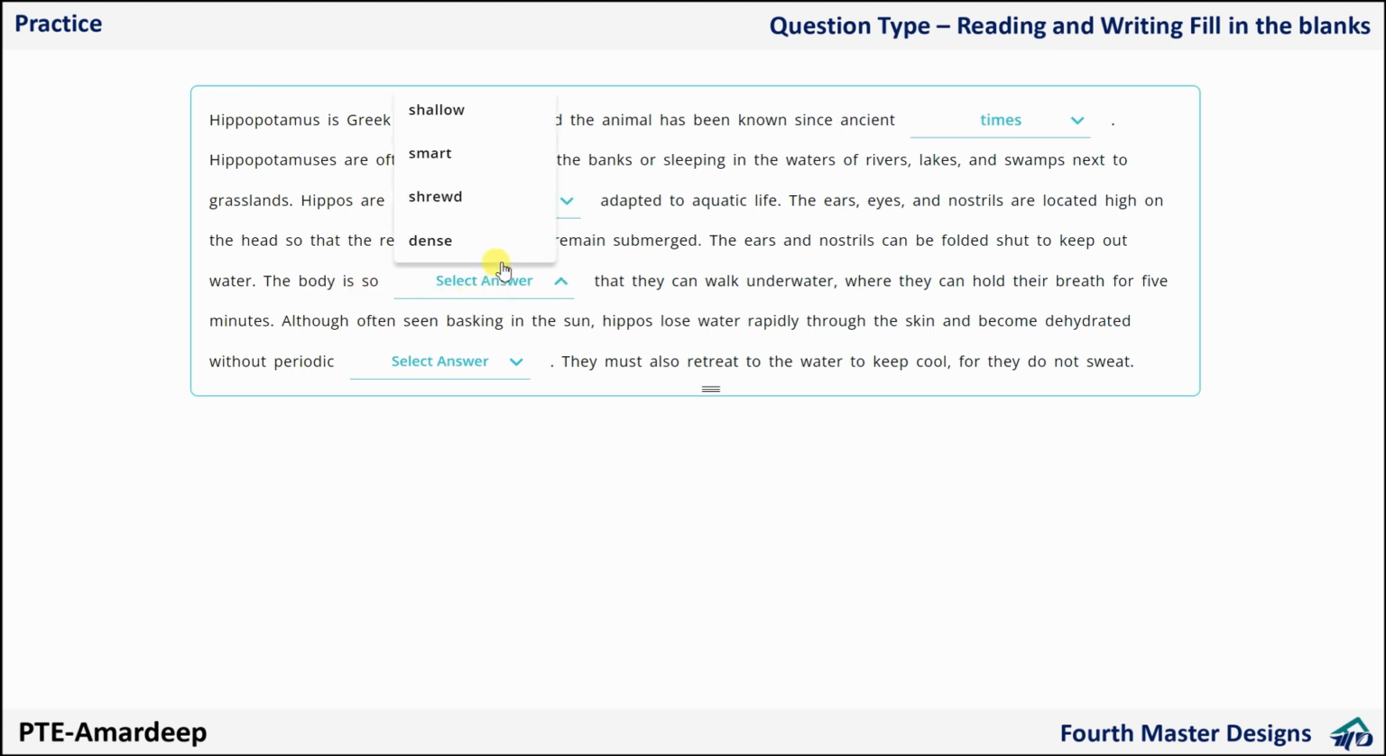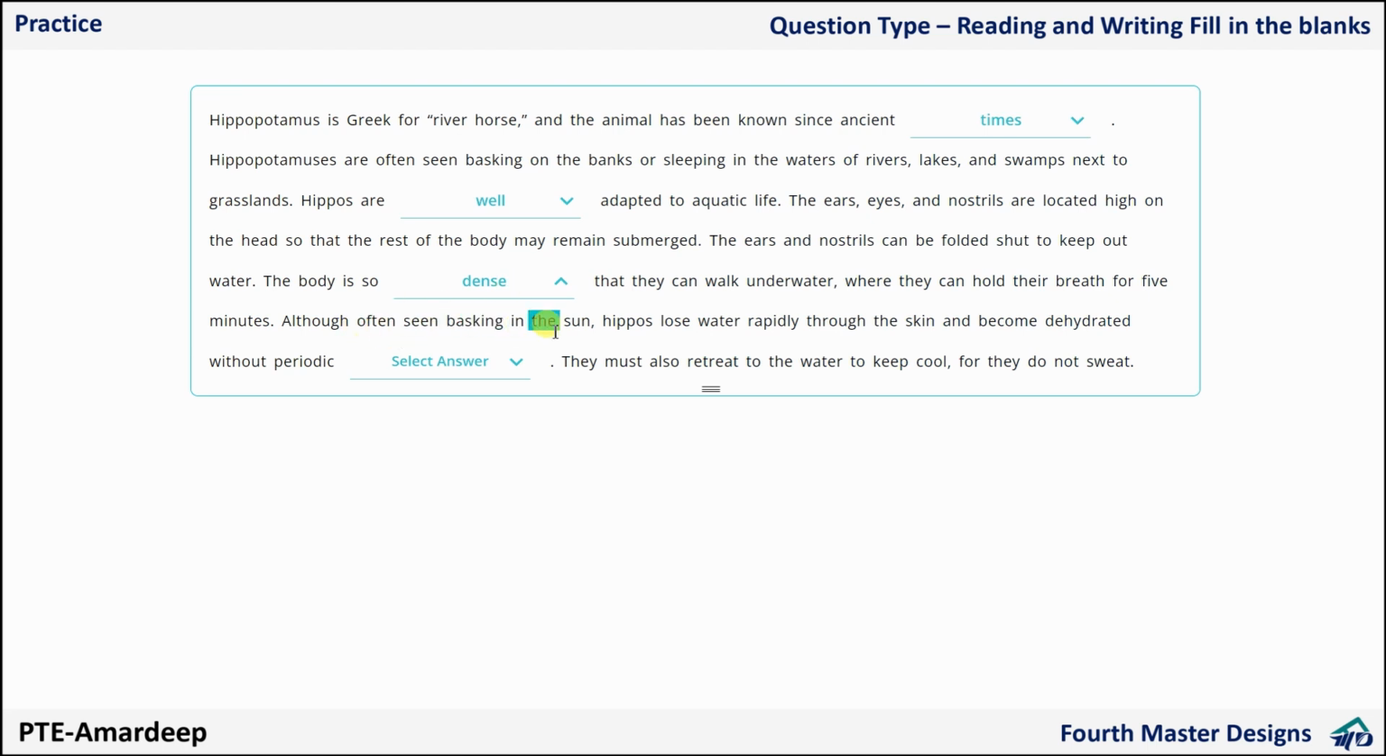Okay, so shallow, smart, it doesn't make sense. Shrewd, well, different meaning. Shallow is also a different one. Dense, maybe compact. So keeping compact in mind, I can say dense, so that not compact, like kind of including the mass. Okay, so dense.